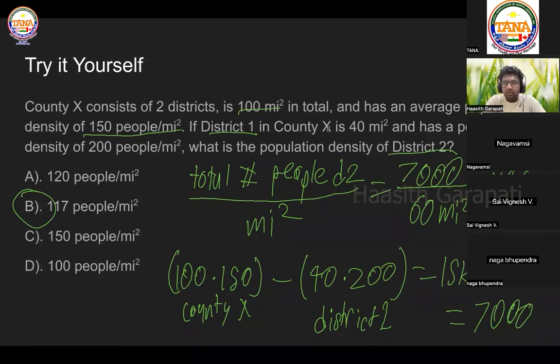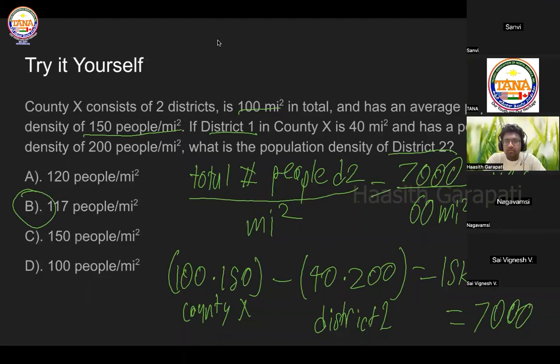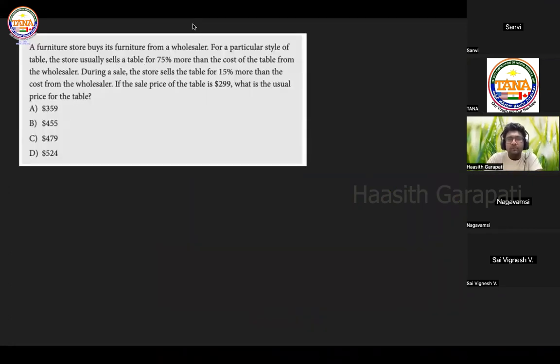Well, it doesn't seem like there's any questions at the moment. Oh, okay. Well, we do have a question. Okay. So, okay, this is another percentage question, and it's definitely a little bit more complicated.